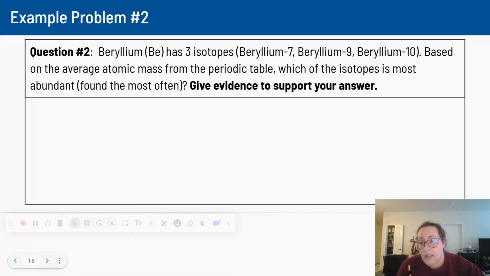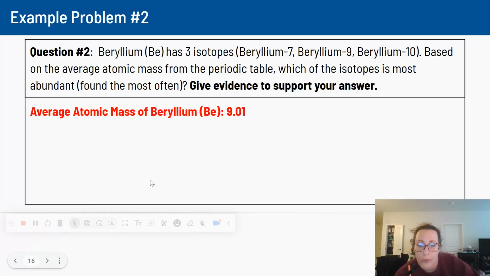Our next question is: beryllium has 3 isotopes, beryllium-7, 9, and 10. Based on the average atomic mass from a periodic table, which of the isotopes is most abundant or found most often? Give evidence to support your answer. So you are going to need your periodic table for this. When you are done answering, pause and then check your answer.